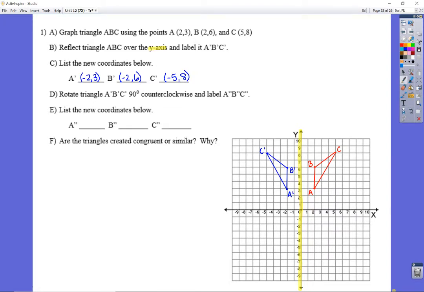Part D says to rotate triangle A prime, B prime, C prime 90 degrees counterclockwise and label it A double prime, B double prime, C double prime. So we were told to rotate 90 degrees counterclockwise. Recall that rotations occur in 90-degree increments, so this is one increment, and the direction counterclockwise tells us to turn to the left. So we're going to physically turn our paper one turn to the left.